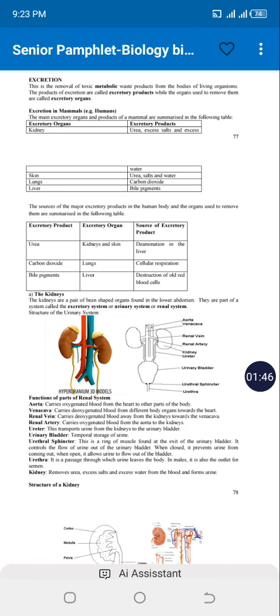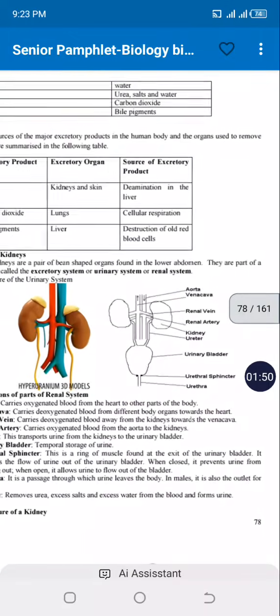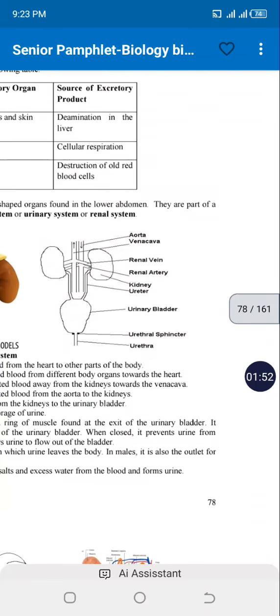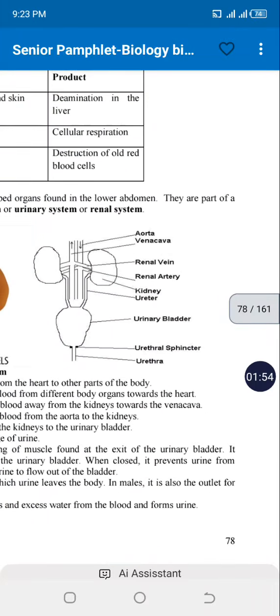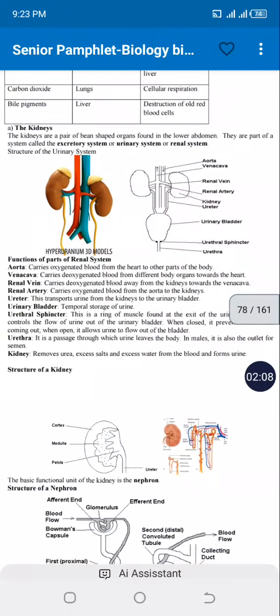Then we need now to understand the urinary system. On the urinary system, we talk about the diagram. On the diagram, you can see the arrow going down shows you the aorta. The arrow going up shows you the vena cava. Then you try to know all these parts. Once you know these parts, specify yourself now here under the functions.